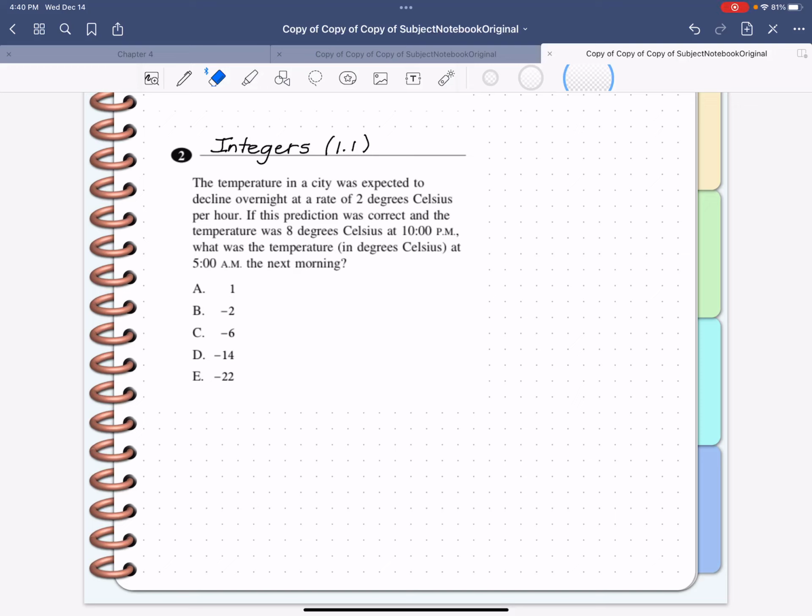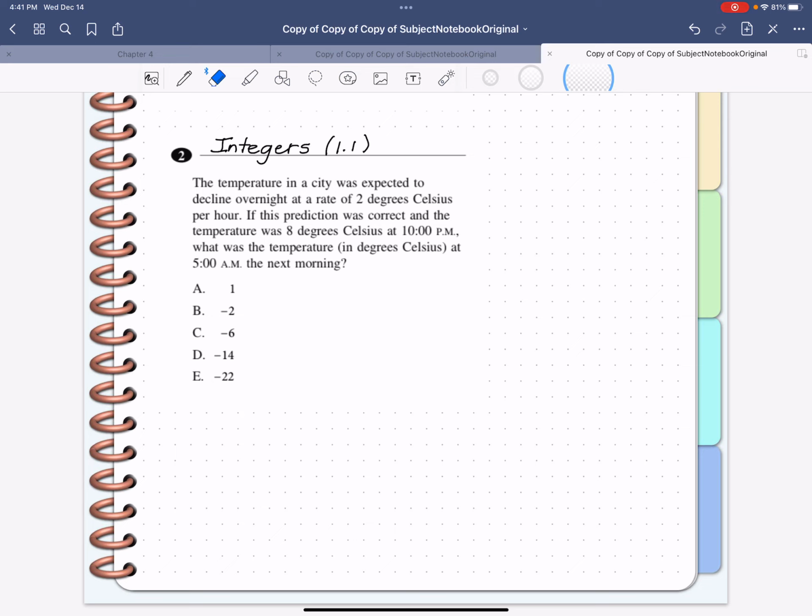Number 2 is a problem about integers or rational numbers, and this is in lesson 1.1 of the Common Core Achieve. The temperature in a city was expected to decline overnight at a rate of 2 degrees Celsius per hour. If this prediction was correct and the temperature was 8 degrees Celsius at 10 o'clock p.m., what was the temperature in degrees Celsius at 5 a.m.